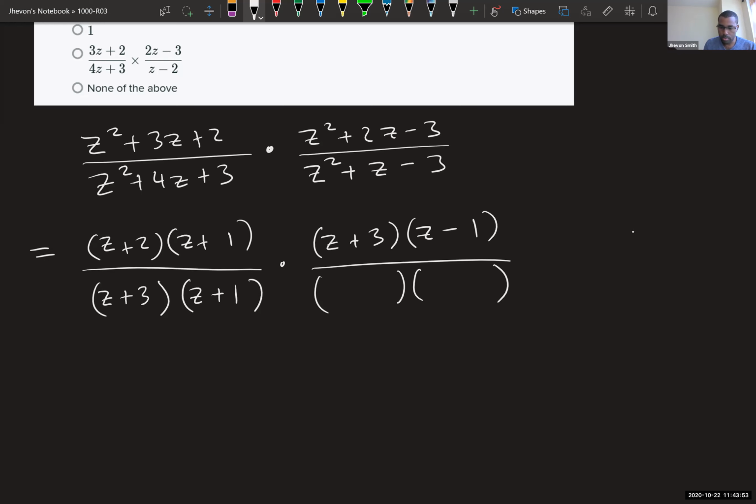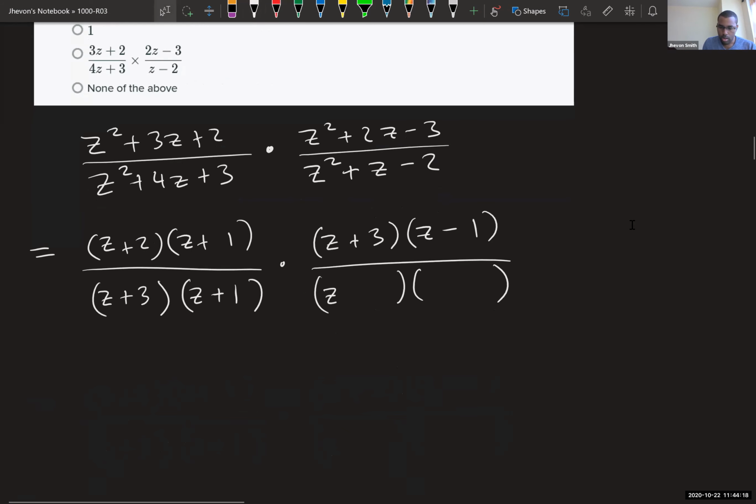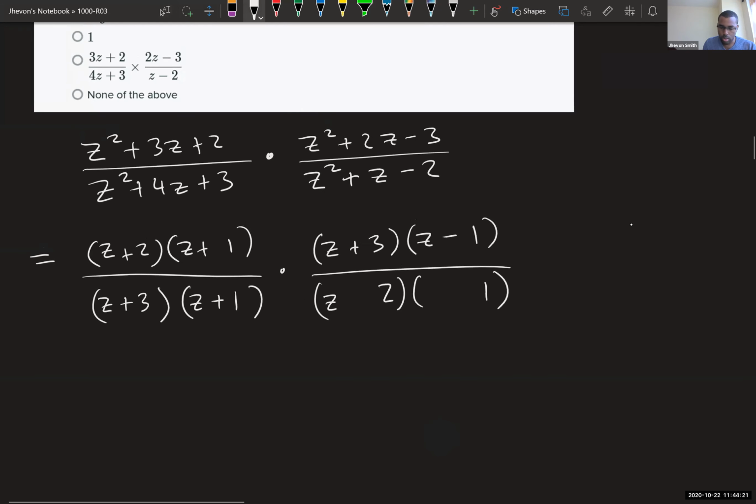I'm missing something here. That should be a 2, because otherwise that wouldn't have factored. This should be a 2. So 2 and 1 works here. Make this a +2, make it a -1, and that seems to work.